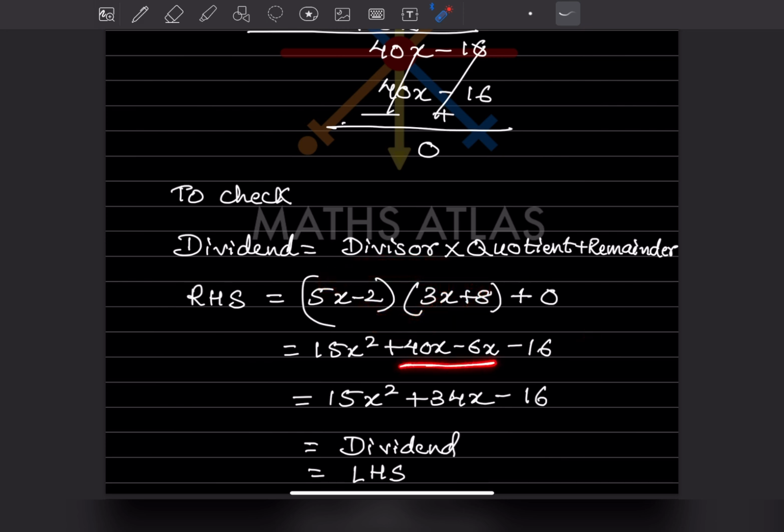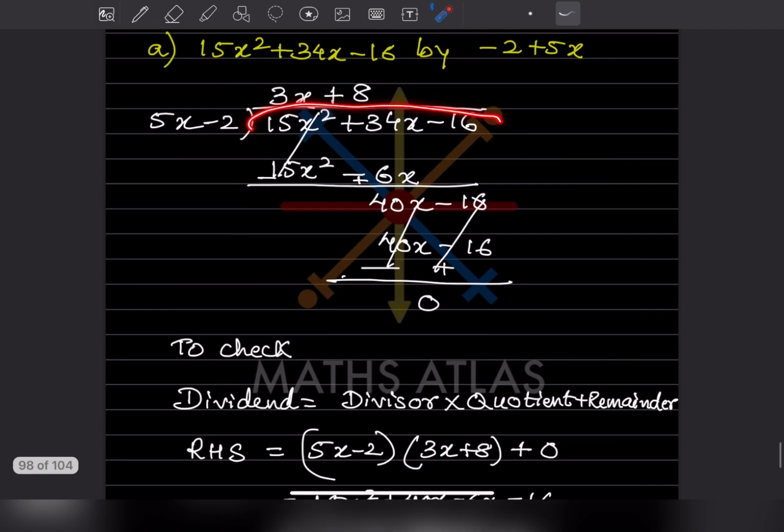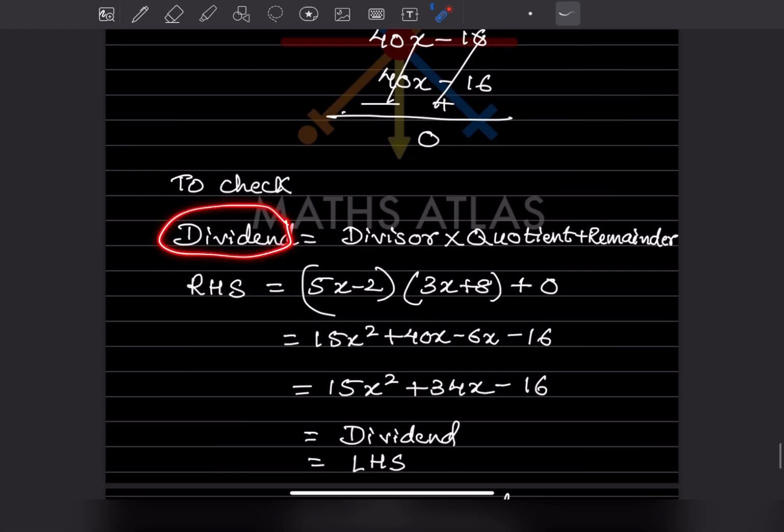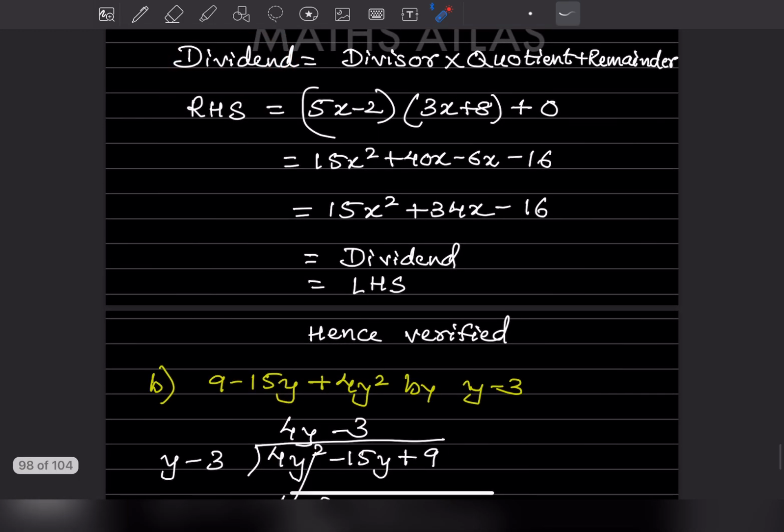So now you can see these are the like terms. So this will be as it is, plus 40 minus 6, because both are x. So that is going to be plus 34x. And this minus 16. And you can see this one, this is nothing but the dividend. So this is the dividend, which is the left hand side. So that is, this check means that it is said, hence verified.